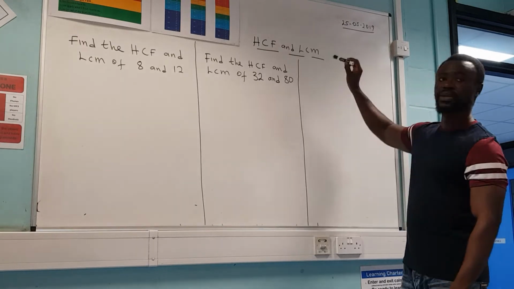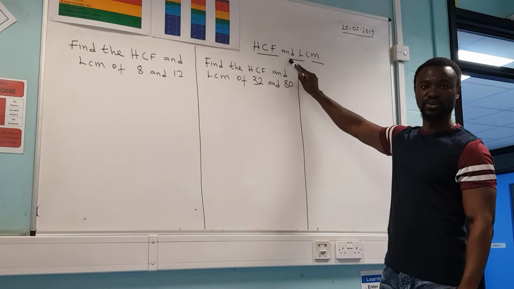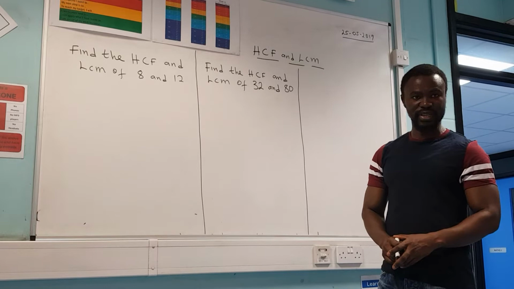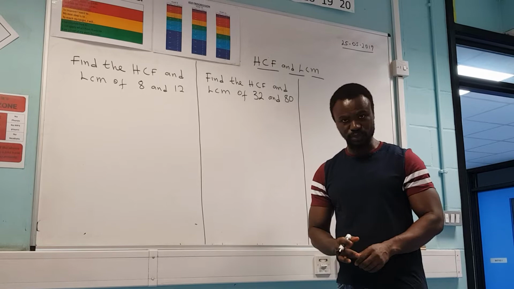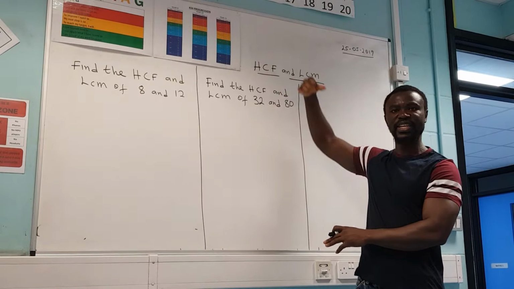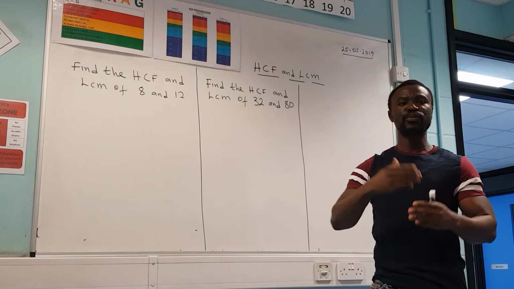So today we'll be looking at HCF and LCM. HCF stands for the highest common factor, and LCM stands for the lowest common multiple. Multiple means times table, factors means the numbers that can divide. So I've put two questions on the board. I'm going to demonstrate two different ways of finding the HCF and also the LCM.